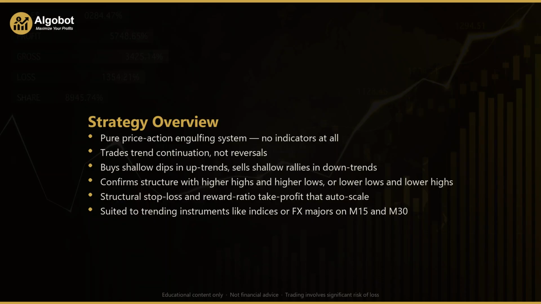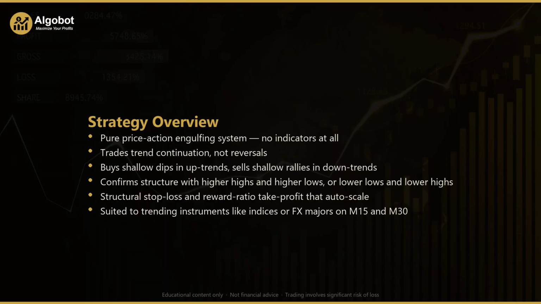What does that mean in practice? When the market is climbing, price rarely moves in a straight line. It pushes up, pauses, dips back a little, and then continues. This EA waits for that shallow dip, then waits for a strong bullish engulf to fire, and treats it as an invitation to join the existing uptrend. The mirror image applies to downtrends, where it sells a shallow rally that gets engulfed by a strong bearish candle.